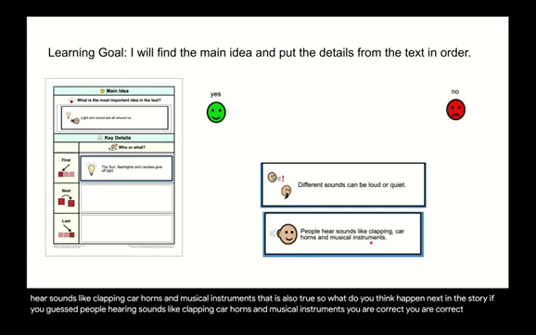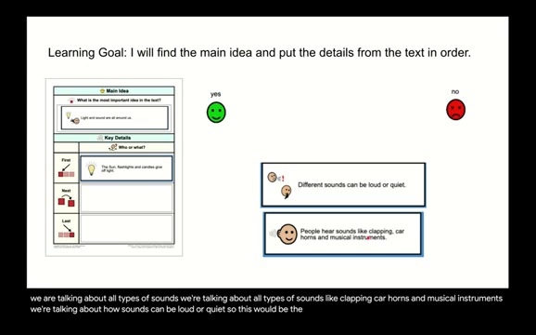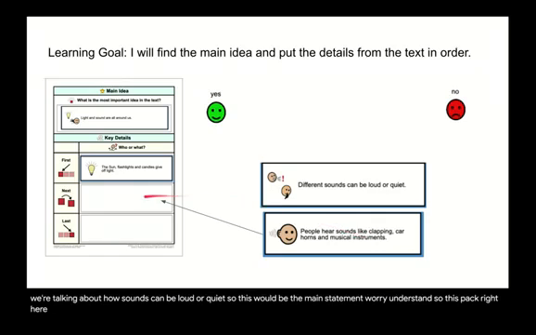You are correct because we are talking about all types of sounds like clapping, car horns, and musical instruments. We're talking about how sounds can be loud or quiet. So this would be the main statement in the story under sound. So this sentence strip right here is going to go right here. And moving on.